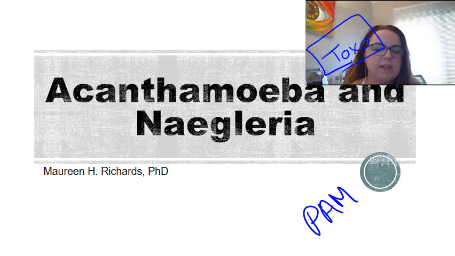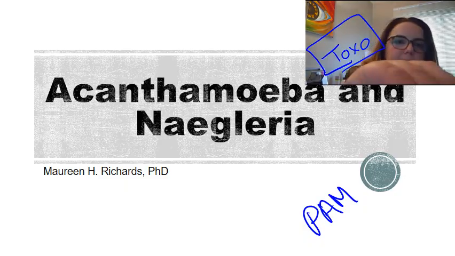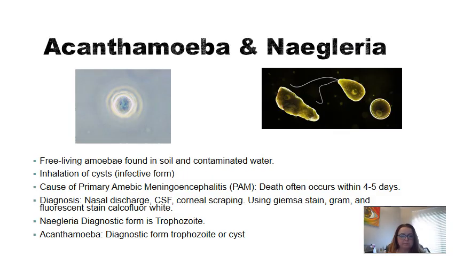by way of cats. Acanthamoeba and Naegleria are definitely also important, but I don't want you to think that these are the only parasites that can cause encephalitis, because that is definitely not true. But they're the ones we're going to focus on here. Okay, so what are they? They're free-living amoebae. Found in soil and contaminated water.